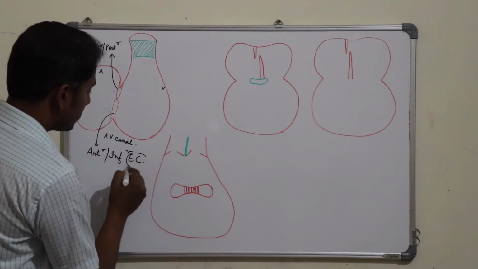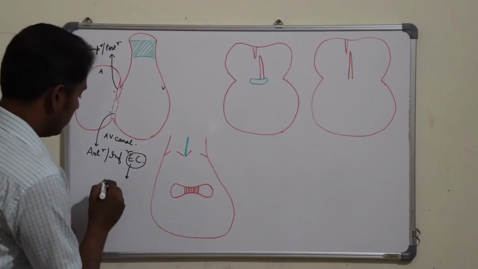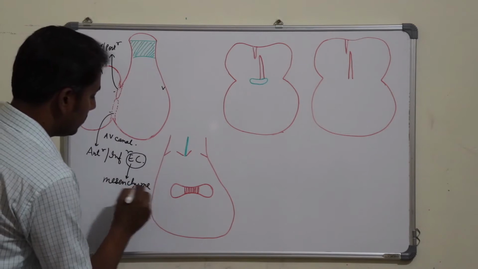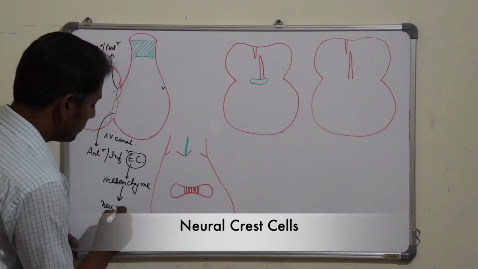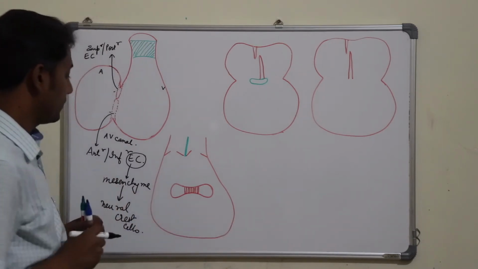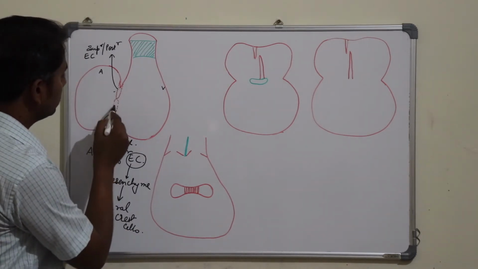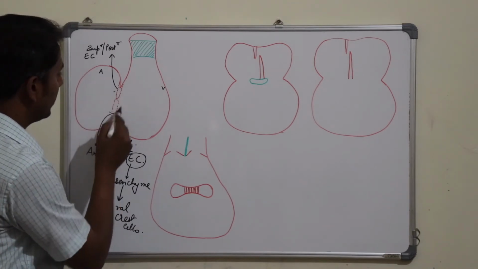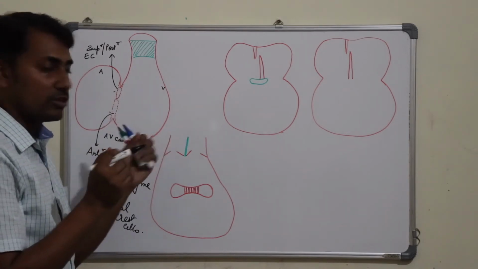These endocardial cushions are basically the proliferations of the mesenchyme of the developing heart tube that has been derived from the neural crest cells. Okay, so now we can see that the two endocardial cushions have fused together to separate the AV canal or atrioventricular canal into two openings, that is the right orifice and the left orifice.